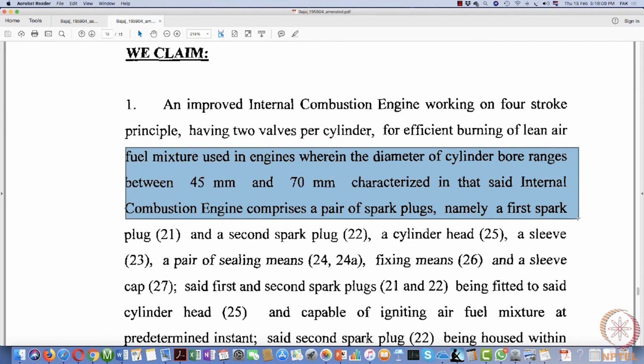So claims can be amended till they are granted. The patent office offers multiple opportunities for a patent applicant to amend the claims, and this claim actually got into litigation. This got litigated in a case before the Madras High Court.